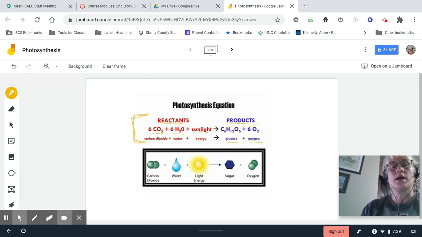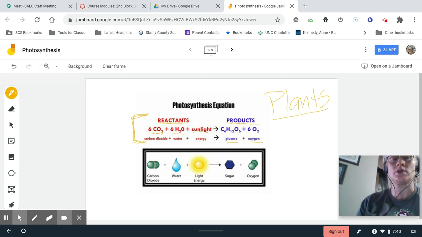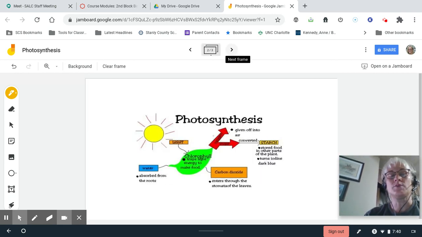And this is done in plants that are photosynthetic, plants that can carry out photosynthesis. And so here's even a picture of that equation. You need to be able to recognize the equation. You need to know the reactants. You need to know the products of both photosynthesis and cellular respiration. Here's another little general picture of photosynthesis.